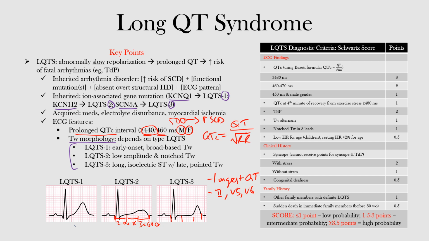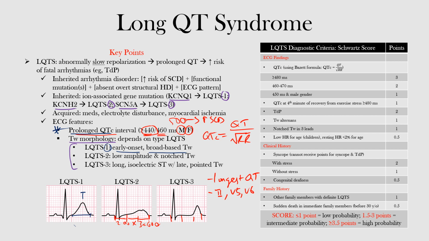Okay, and what we see here in this first type is, again, we have the prolonged QT. This is the hallmark, okay? And then the first type has an early onset, broad-based T-wave, okay? So you can see that here. Notice that our T-wave has a broad base. This is our T-wave, okay? And it's coming a lot earlier, okay? It's still prolonged QT. So that's the first type.